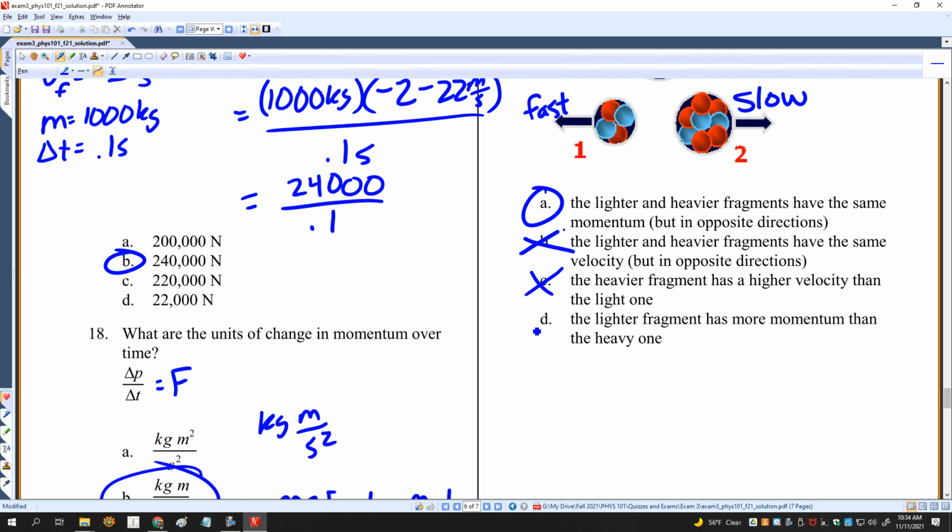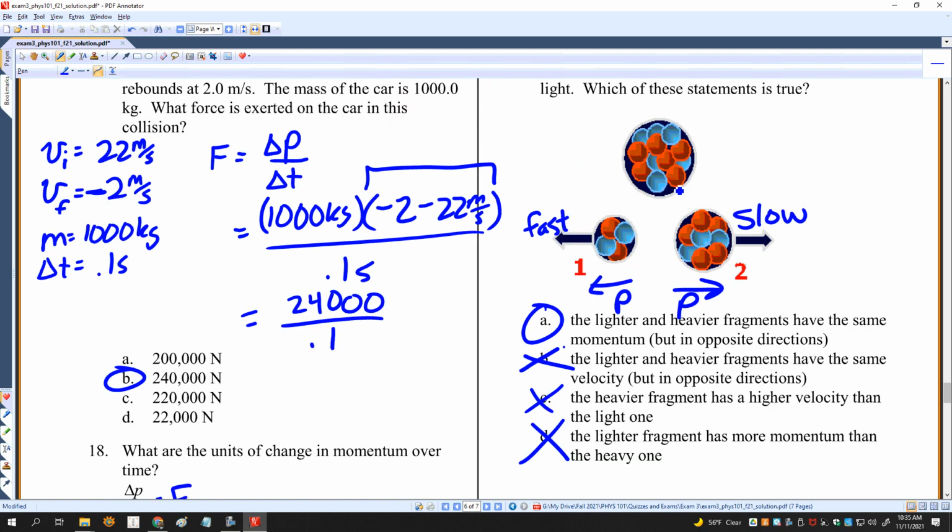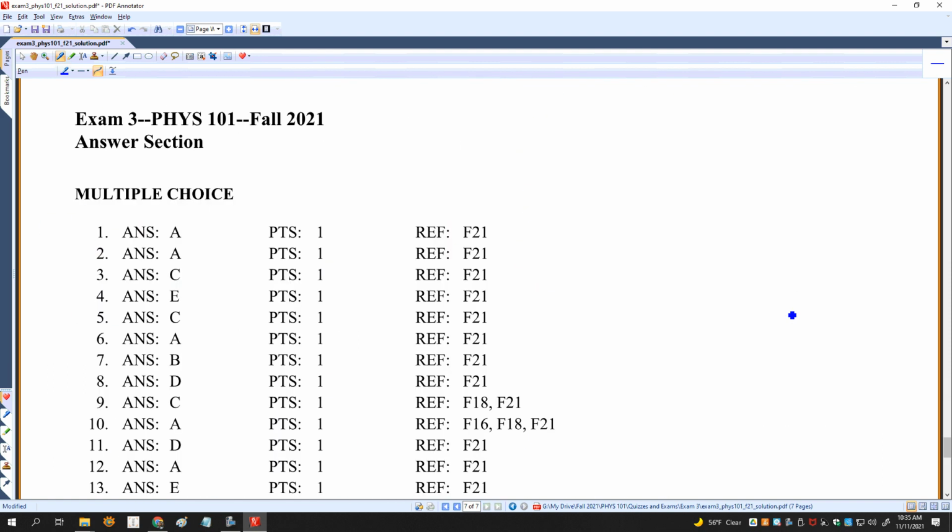The heavier fragment has the higher velocity. Well, no, I just said the opposite of that, actually. And the lighter fragment has more momentum. That's not true either. In fact, they're going to have equal but opposite momenta. I know that because up here, the total momentum was equal to 0, and so the total momentum has to be 0 down here as well. Okay, that's it.